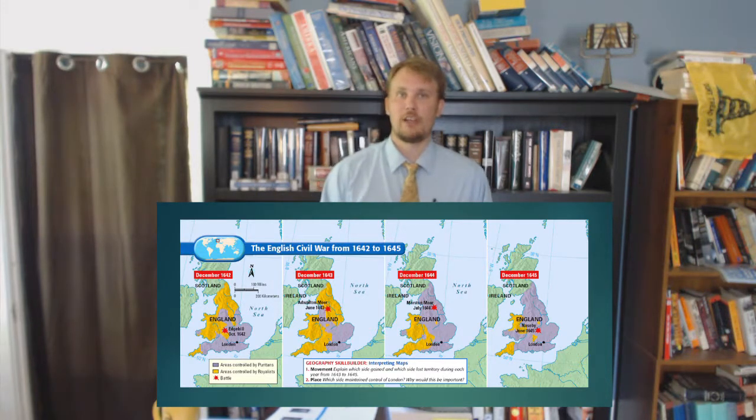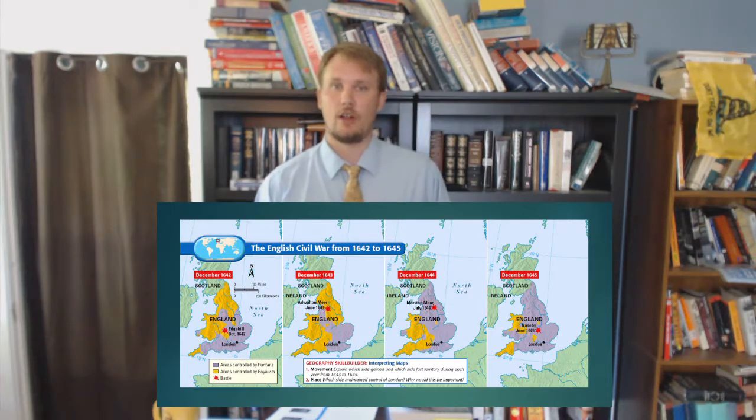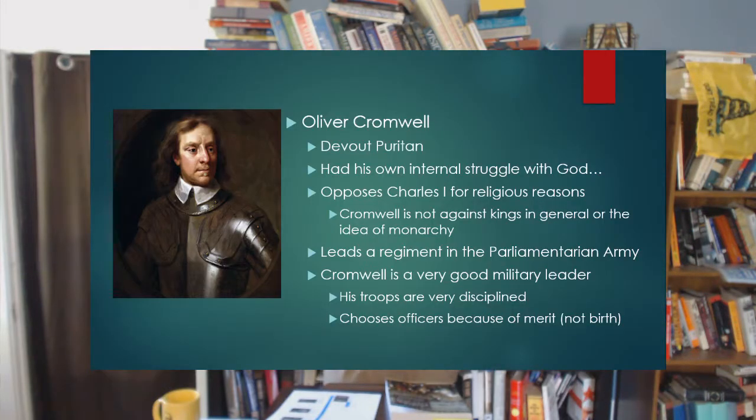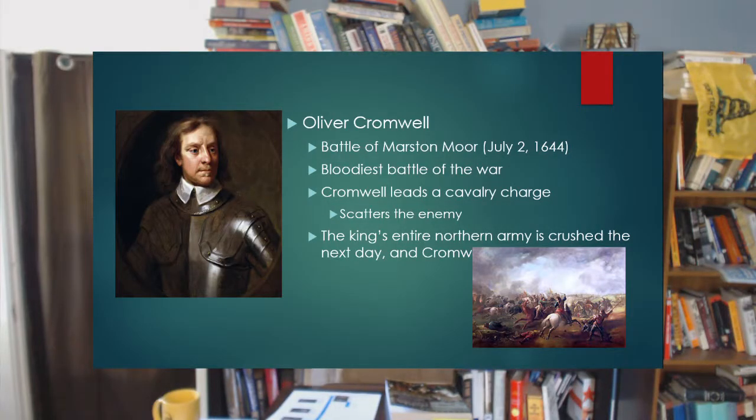The most famous military leader of Parliament's side is Oliver Cromwell. He's a devout Puritan. He had a lot of internal struggles about his salvation, similar to Martin Luther. He's not against monarchy. He just wants the king to respect the rights of Englishmen. He leads a regiment in the Parliamentarian Army. He's a cavalry commander. He picks officers based on their merit, not their birth. At the Battle of Marston Moor in July 1644, Cromwell defeats the Royalist army. It's the bloodiest battle of the war.